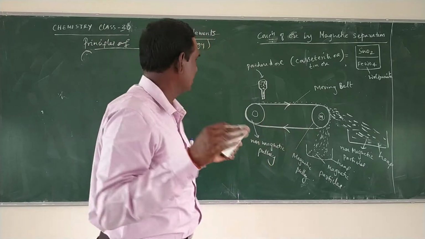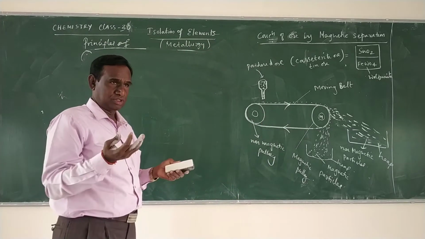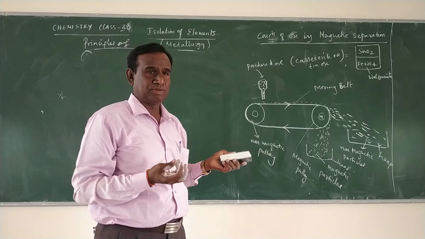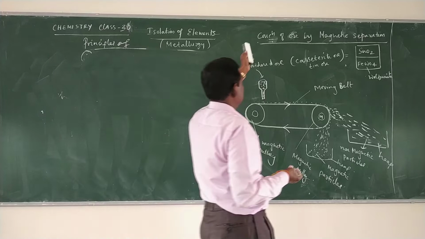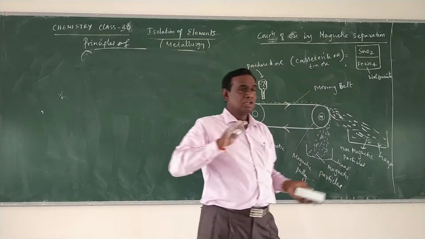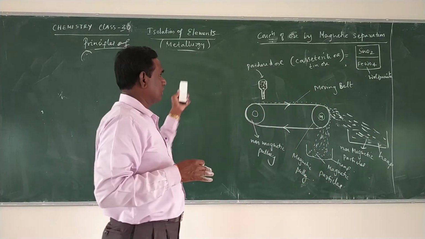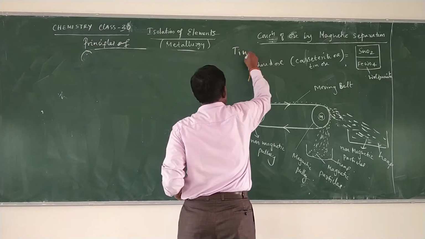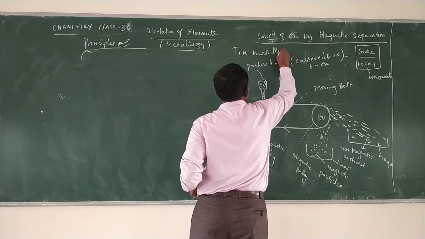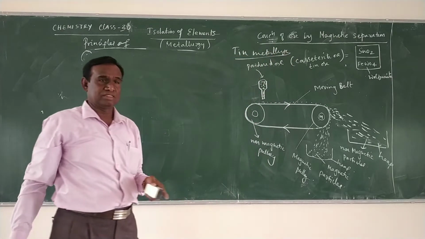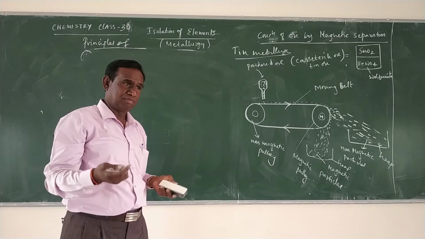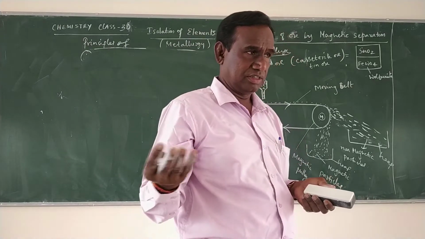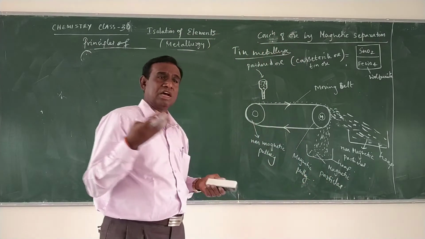So these are the three important concentration methods. First one is hydraulic washing. Second one is the froth flotation method. Third one is concentration of the ore by magnetic separation. This method is used in tin metallurgy. The application of magnetic separation is tin metallurgy. Application of froth flotation is copper metallurgy. Application of gravity separation is iron metallurgy.